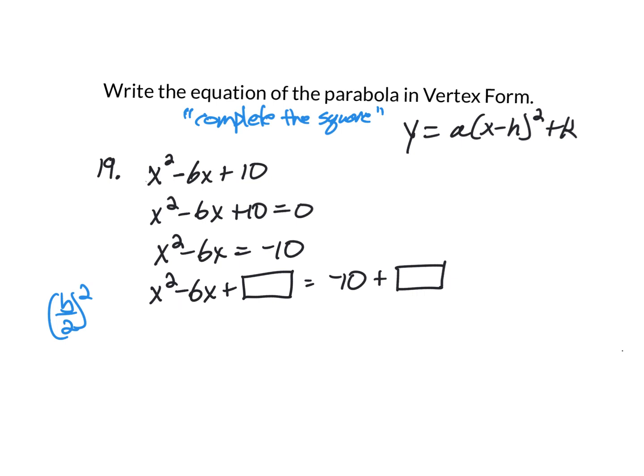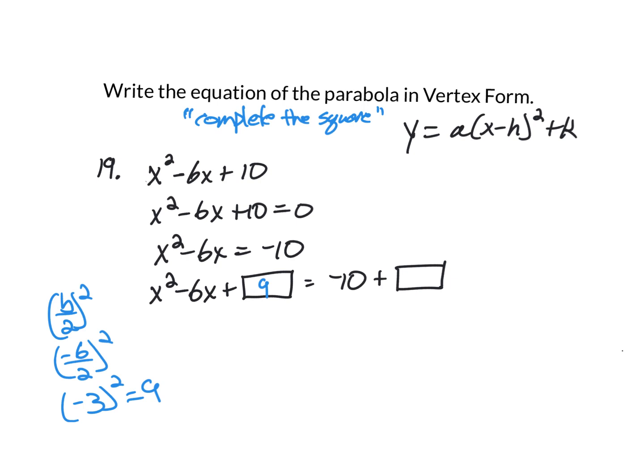So I'll just replace that. So we have negative 6 divided by 2 squared. And negative 6 divided by 2 is negative 3. So negative 3 gets squared, and that equals 9. So we're adding 9 to the left side in order to complete the square.